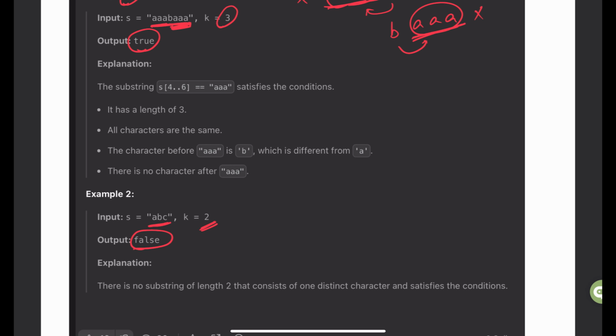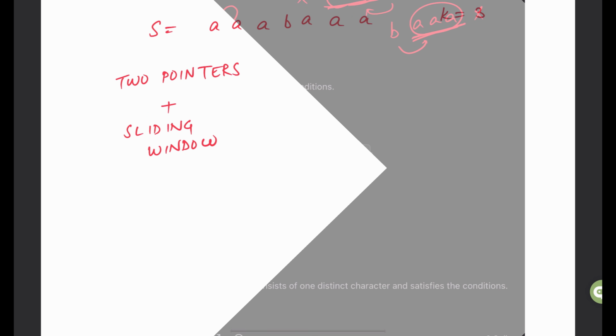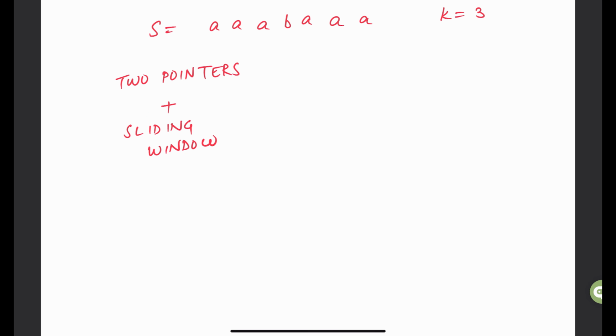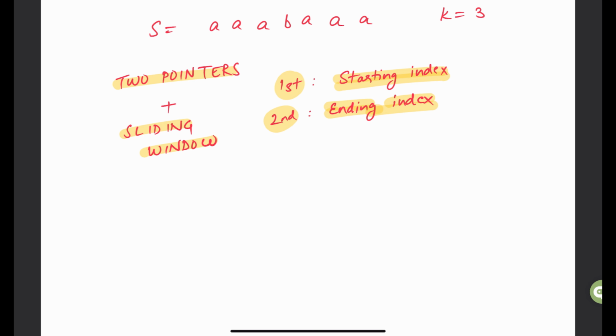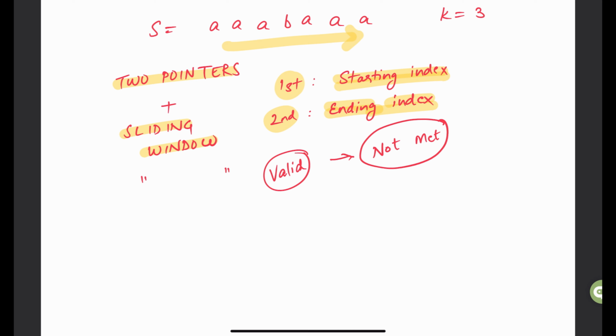Now let's switch to the whiteboard and discuss how it can be solved. One way to solve this problem efficiently is using two pointers and the sliding window approach, where we'll use the first pointer to point at the starting index of the substring, while the second pointer will be pointing at the ending index. During the traversal, if the criteria given to us are valid, we'll keep on expanding the window, and if at any point the criteria are not met, we'll calculate the length of the substring and compare it against k.